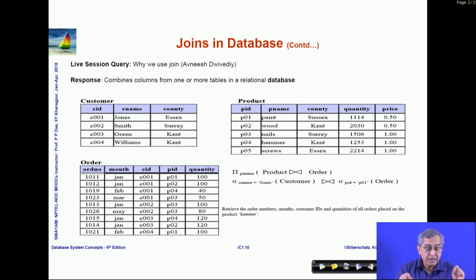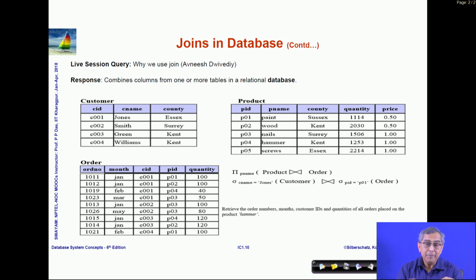Whereas, if C001 in Essex county orders P03 which is from the Surrey county, then I have a longer delivery to be done. So, I might want to find out this information: tell me, from the order information, what are the products that are produced and delivered in the same county, and what are given to different counties. So, if I want to do that, naturally I do not have the county information of the customer or the county information of the product in the order table. So, how do I find out?